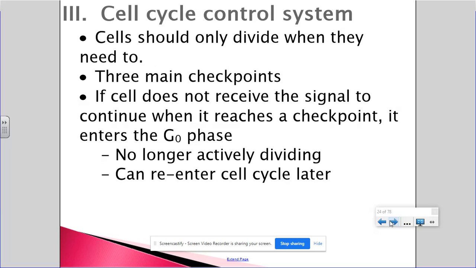There are three main checkpoints. If the cell gets the green light to go through that checkpoint, then it will continue through the cell cycle. If there is something wrong in the cell, like there's a mutation in the DNA, there are too many cells in an area, or there's not enough nutrients, or the cell is just where it needs to be, it could enter the G0 phase. Examples of cells that are in G0 in humans would be nerve cells and muscle cells. Also liver cells, but liver cells, when damaged, can go back into the cell cycle.